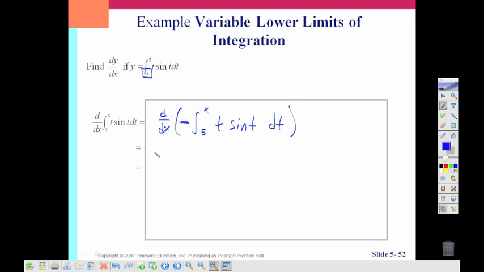I can move this negative. It's just a constant multiple. I can move it out front. And so I just plug in the x for t to finish the problem.